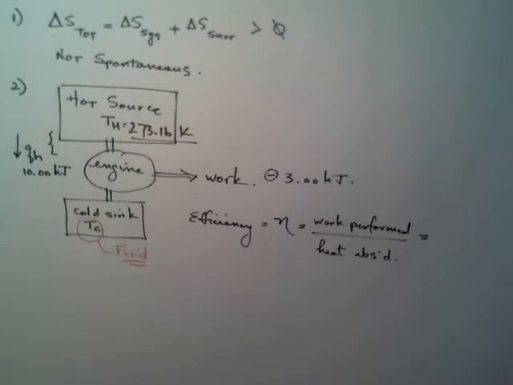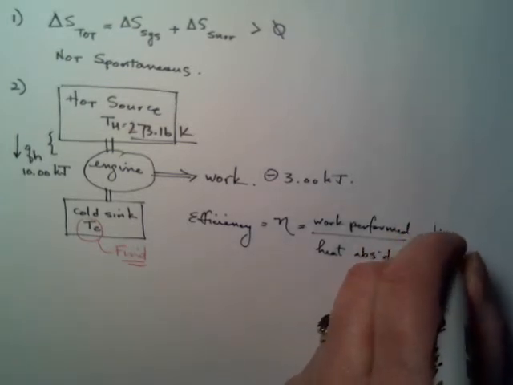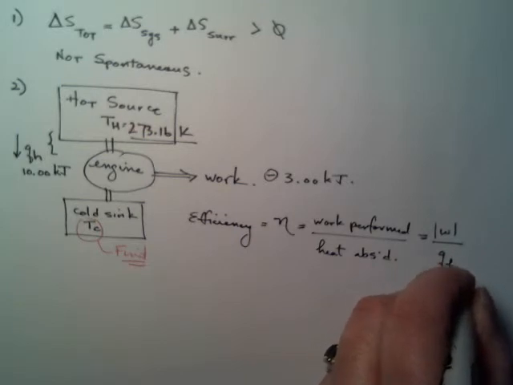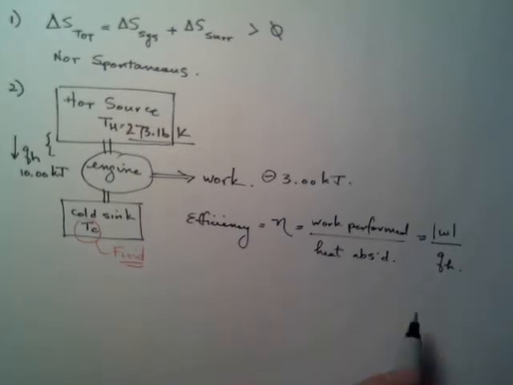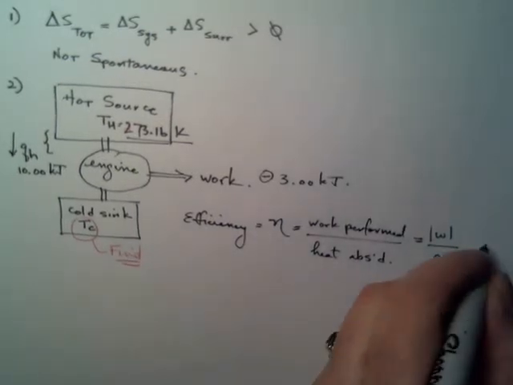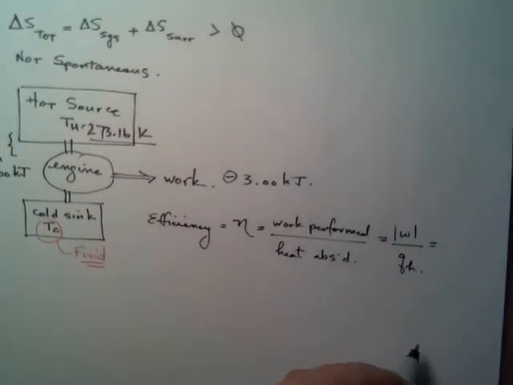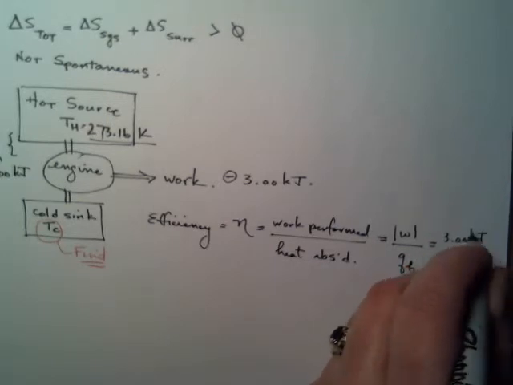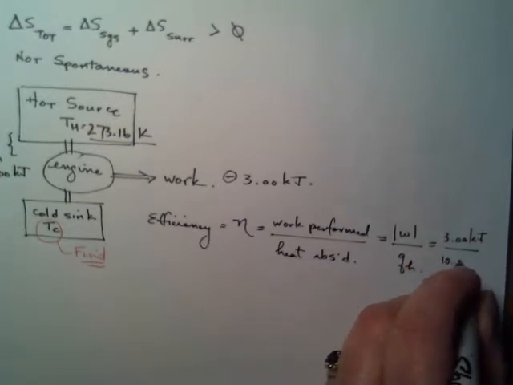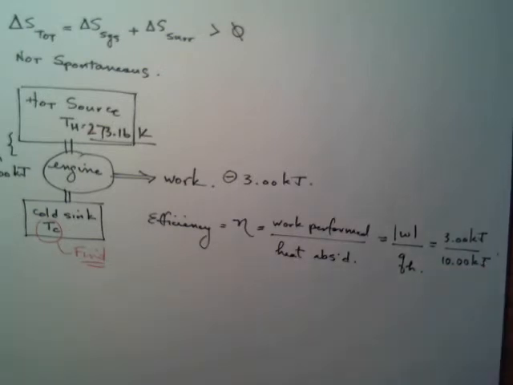We appreciate that the work has a negative value because the system is doing that work, but in this formula, when we substitute it in, we take the absolute value of that work. And you could take the absolute value of this Q, but I know that it's the heat absorbed in particular, and I know that it's going to have a positive value. And so we can plug our values in. I'll leave it in kilojoules since they're both the same. And I have 3.00 over 10.00 kilojoules.